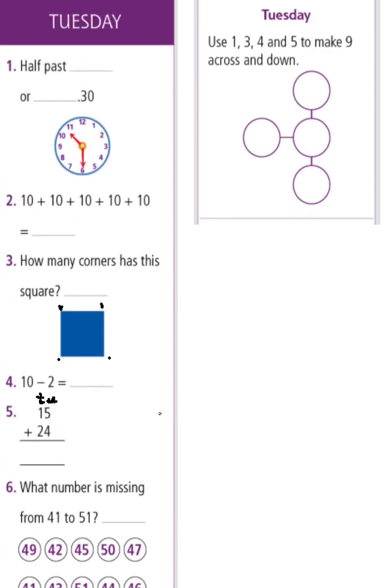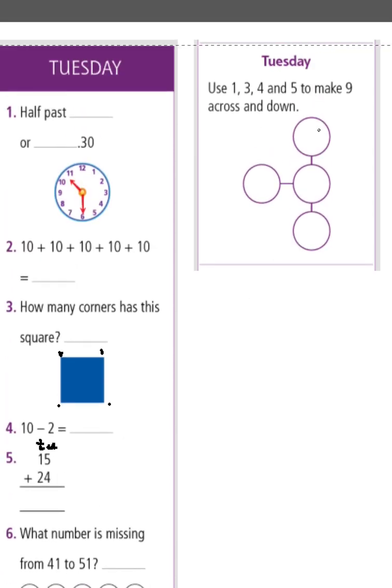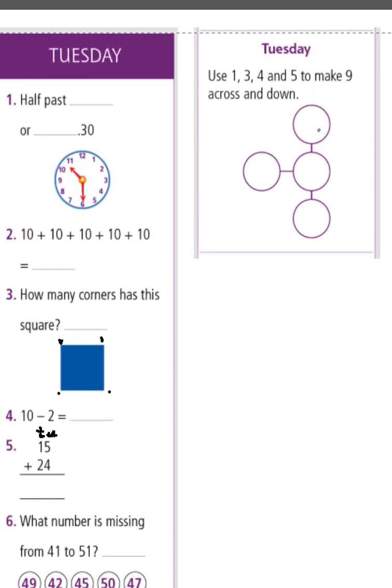Okay, let's have a look at our problem solving. So it's the same kind of thing as we did yesterday. So what we're doing today, we're using 1, 3, 4 and 5 to make 9 across and down. So let's have a look at the numbers and have a think, because you're well able for these now and you know your sums really well. Like, you know 1 and 3 isn't going to make 9, and you know 1 and 4 isn't going to make 9, or 1 and 5. You know 1 plus any of those won't make 9. So 1 is going to be one of the ones coming down here.